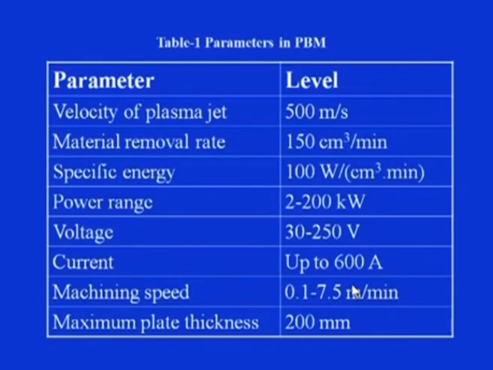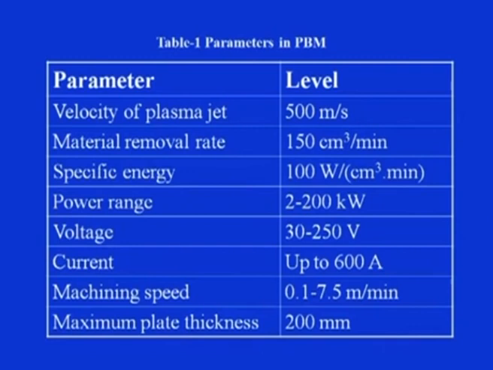The general characteristics of plasma beam machining are indicated in this table. In this process, the velocity of the plasma jet is around 500 meter per second. Then the material removal rate can be obtained as 150 cubic centimeter per minute. Then the specific energy is 100 watt per cubic centimeter per minute. Then the power range is between 2 to 200 kilowatt. Then the voltage applied is 30 to 250 volt.